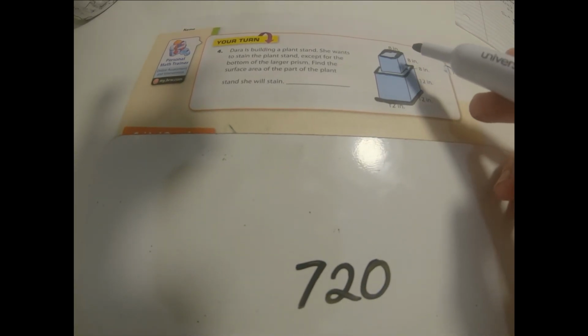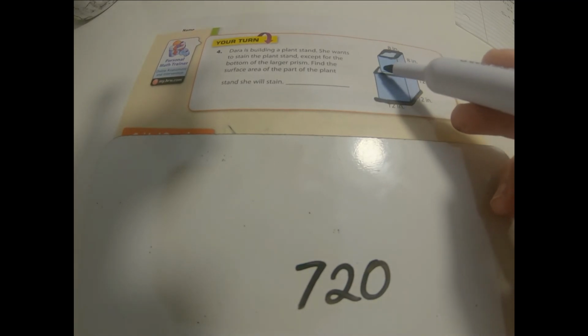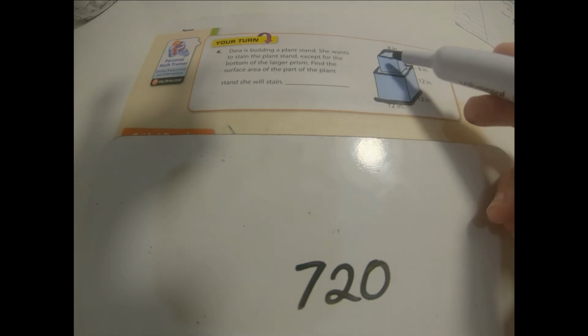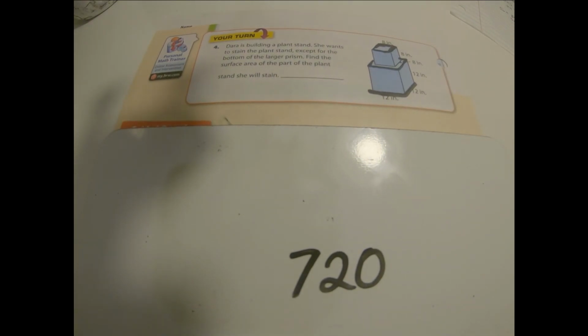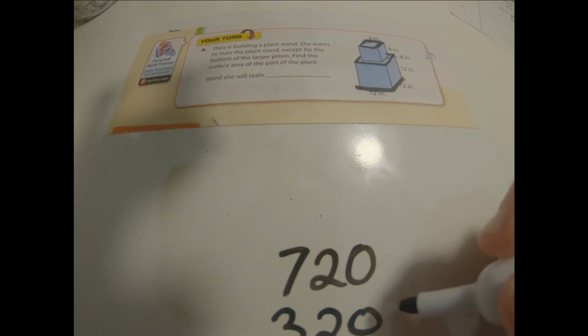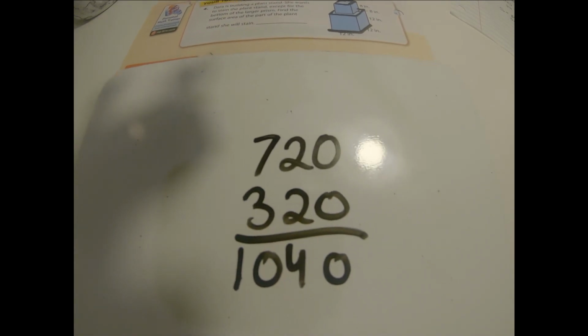Okay? And for this 8 by 8 one, we're also not painting the bottom of it because it's stuck to another shape. So we're going to take that bottom piece off too. So technically then we're only working with 5 sides again. So we're going to do 8 times 8, which is 64, times 5, which is 320. And if I add those together, I get 1040.